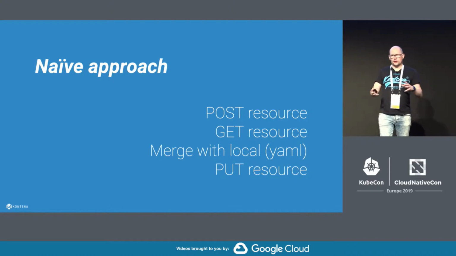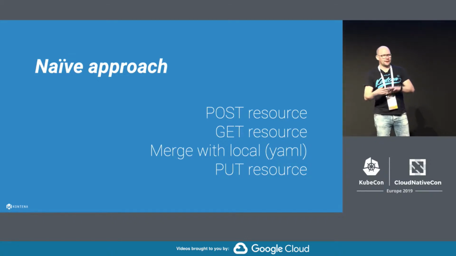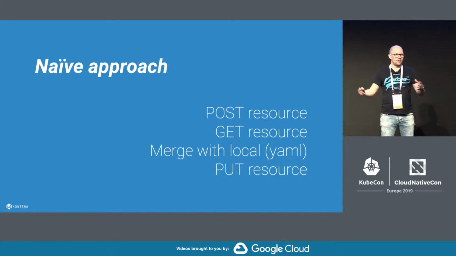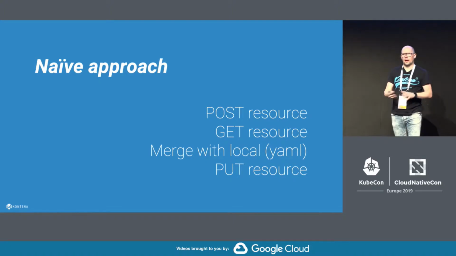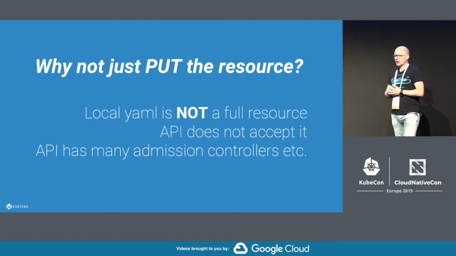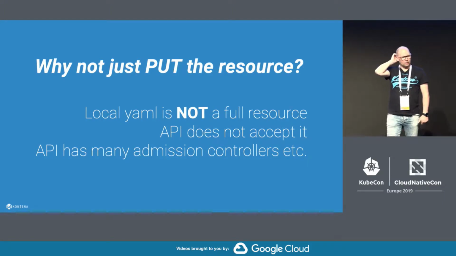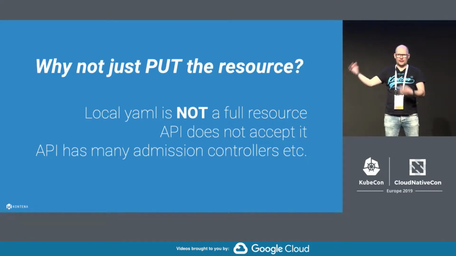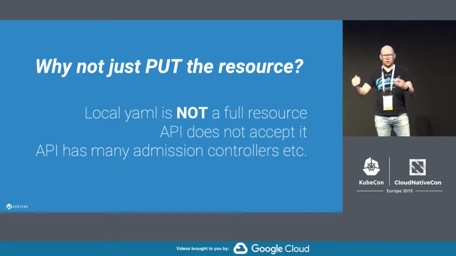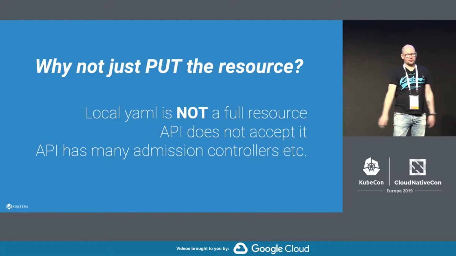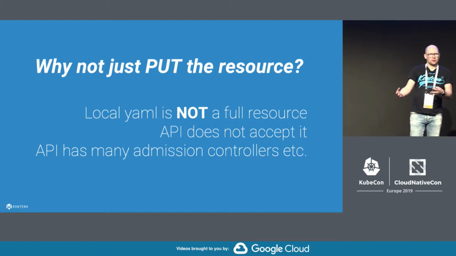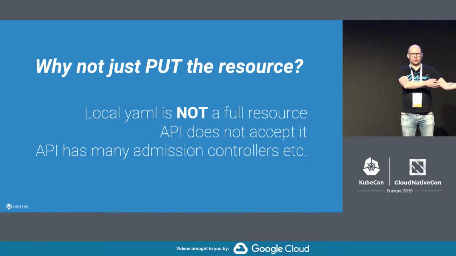The local merging can be problematic when you have deep structures and arrays and everything in your YAML. So that might become a bit complex. So we started to think, OK, why can't we just load the YAML file from the disk, a pod, and why not just put it back to the server as is? Well, it turns out that what you have in your local YAML and what you have on the server side are not even close to being the same resource.